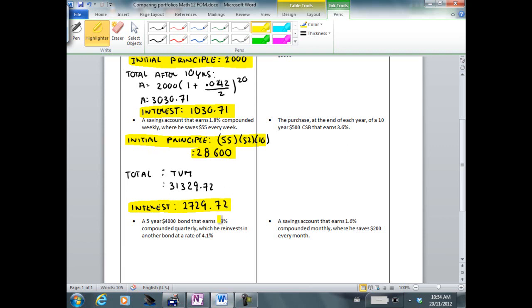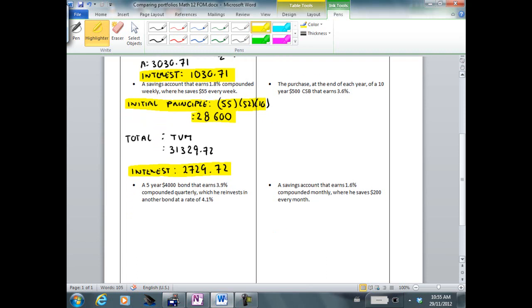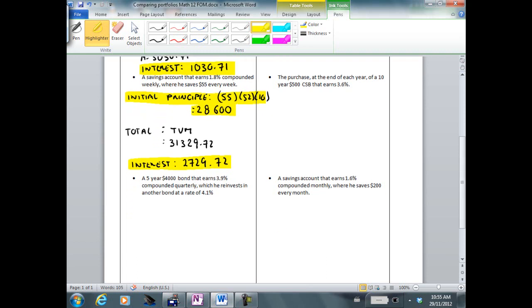Again, do the next one on your own. This is a bit more tricky. A 5-year, $4,000 bond that earns 3.9% compounded quarterly. Are both the principals 4,000? No, you only have one principal for this one. So let's write down my initial. So initial is 4,000? So you have two cases, right? One with 3.9 and then.